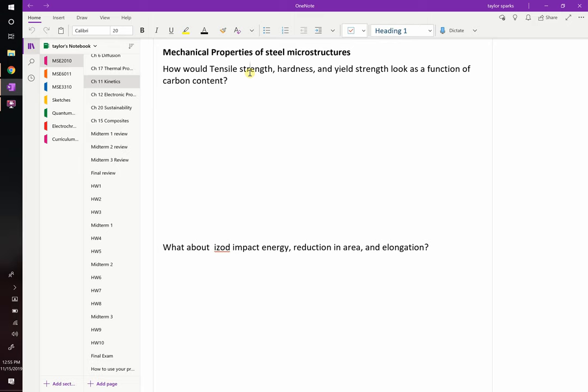Okay, we almost finished chapter 11, kinetics. There's just a few odds and ends I'm going to say about that. And then we move to chapter 12, electronic properties. And that's the last really technical chapter we're going to get to in this class. I don't think we'll have time to get to composites. And so instead we'll talk about sustainability, but that's more conceptual and less rigorous calculations. So we're almost there, just about at the end.